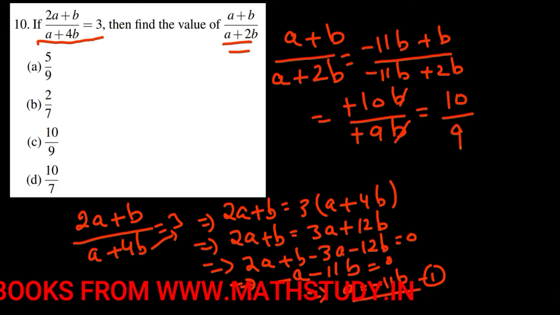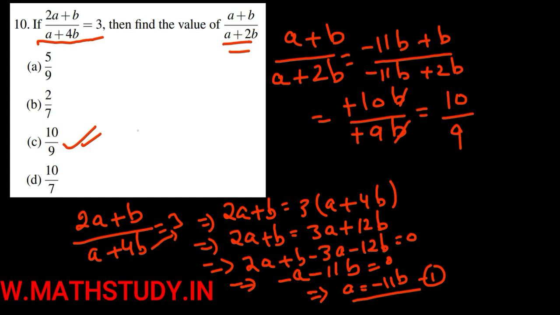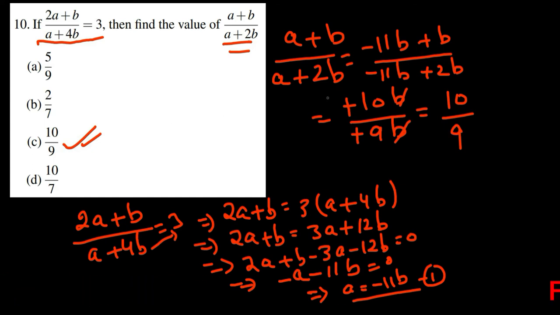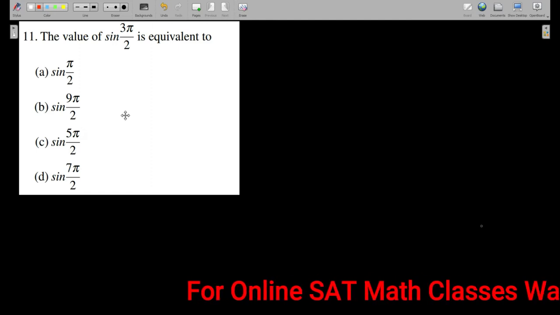So we can just match our answer here. Now option number C, we can see 10 upon 9 is there. So our answer is 10 upon 9. So that was our question number 10. Now let's move forward toward our question number 11. So students, this is our question number 11.